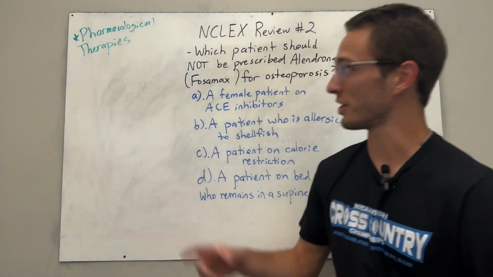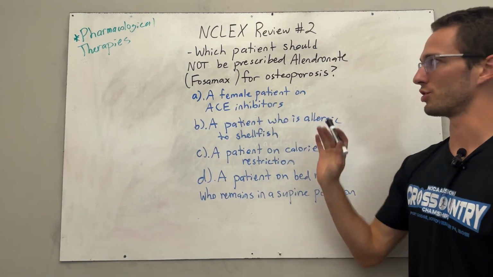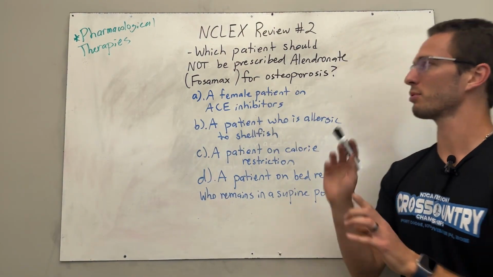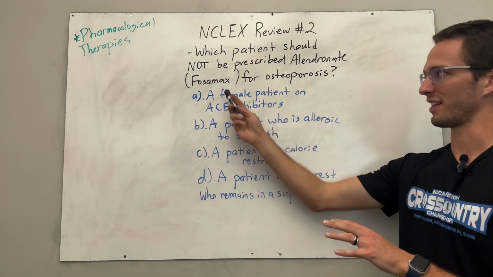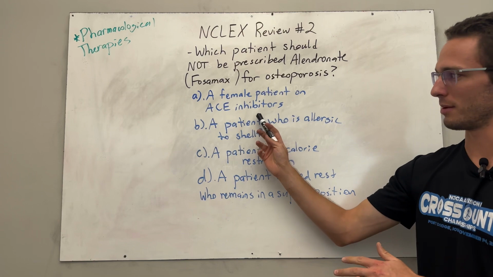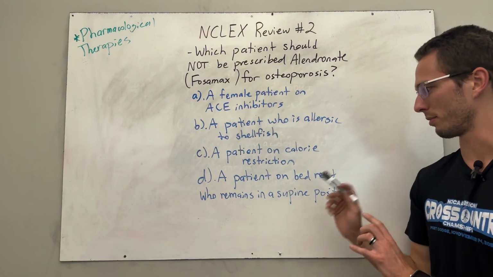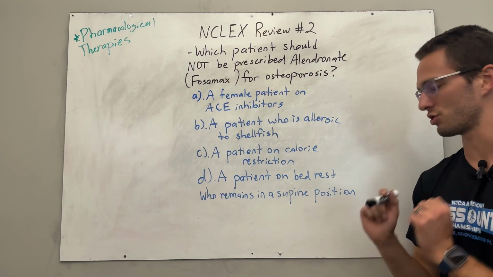All right, last one, y'all. We're talking pharmacological therapies, so we're going to be talking about medications in this one. So which patient should not be prescribed Alendronate, okay, that's Fosamax, for osteoporosis? All right, we've got a female patient on ACE inhibitors, a patient allergic to shellfish, a patient on calorie restriction, or a patient on bed rest who remains in a supine position.